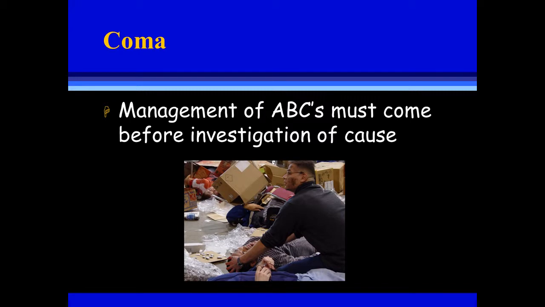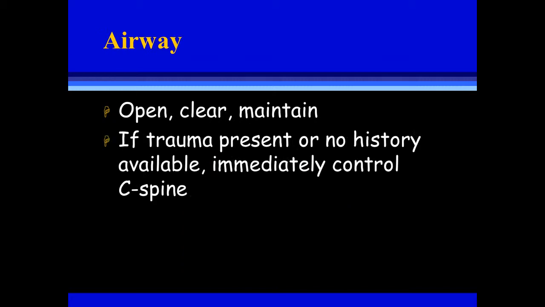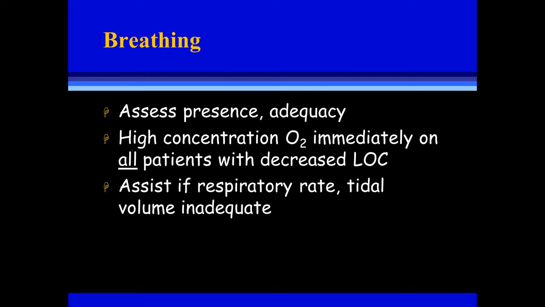However, before we really start going through that line, we've got to establish an airway and make sure the ABCs are secure. Okay, so airway: open, clear, maintain. You may have to suction, head tilt, chin lift in non-traumatic patients, modified jaw thrust in trauma patients, immediately control C-spine. Breathing: assess presence or adequacy. High flow O2 immediately on all patients with decreased LOC.